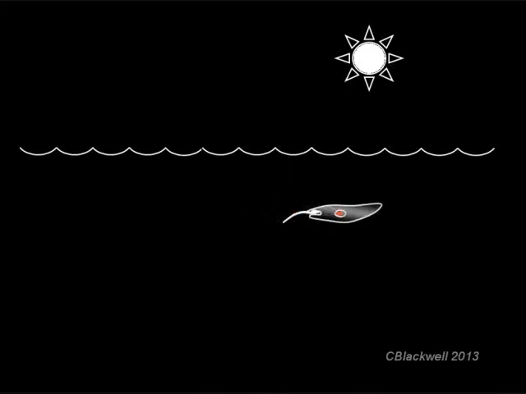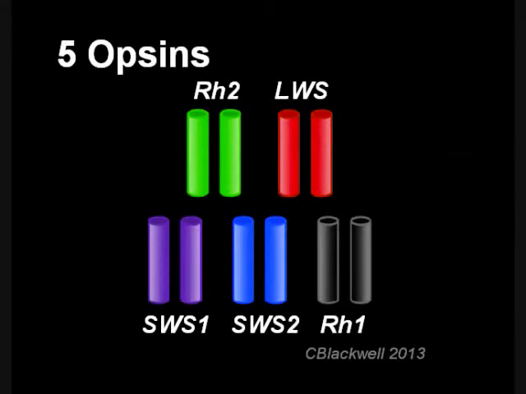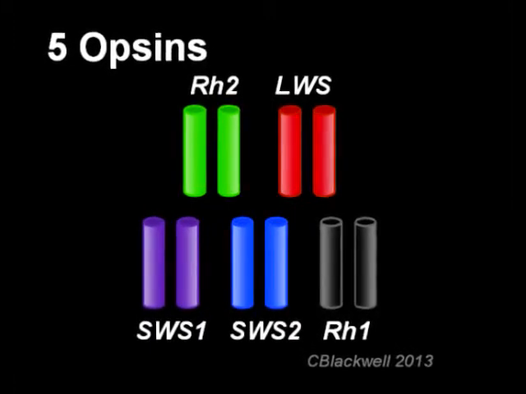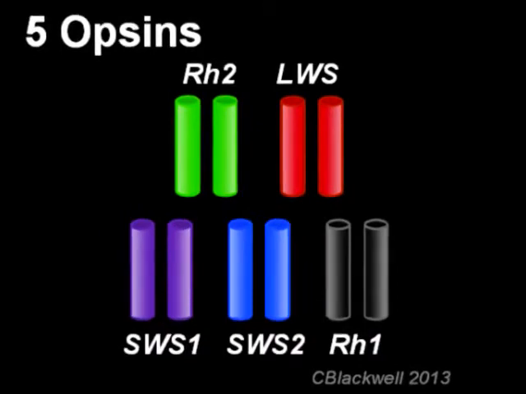Now, on to opsins and light sensation. This set of 5 opsins is thought to have been present in the ancestor of vertebrate animals. 4 opsins were for cones, and 1 was for rods. That is the one labeled RH1.